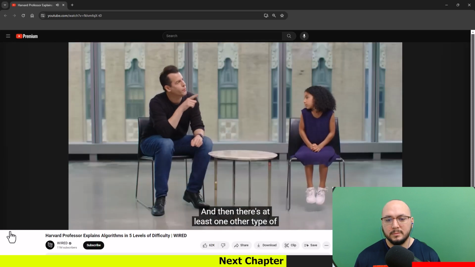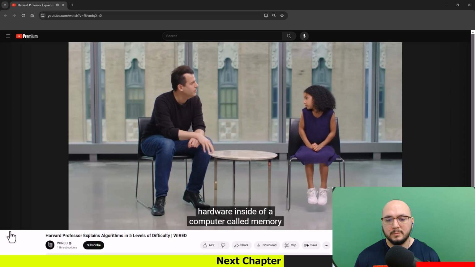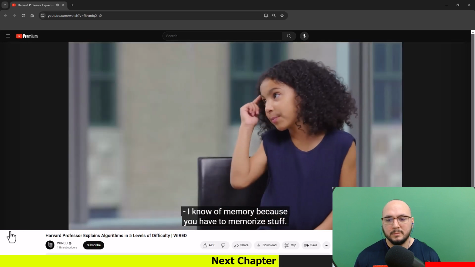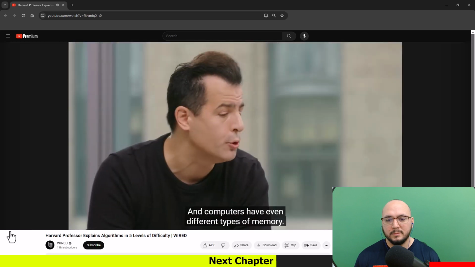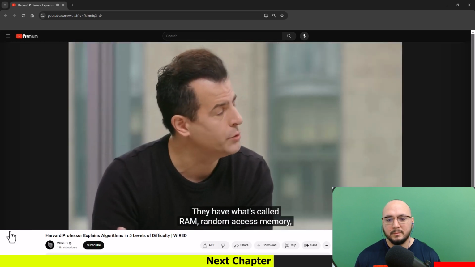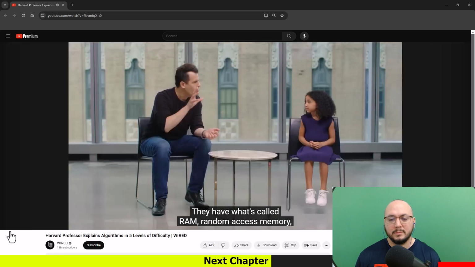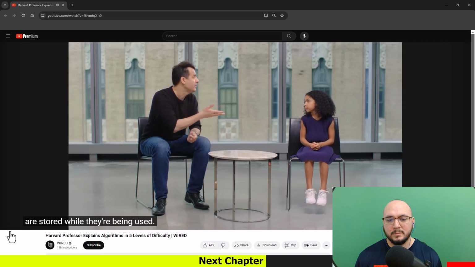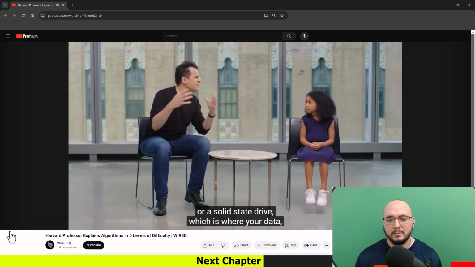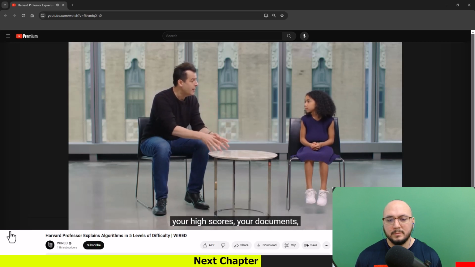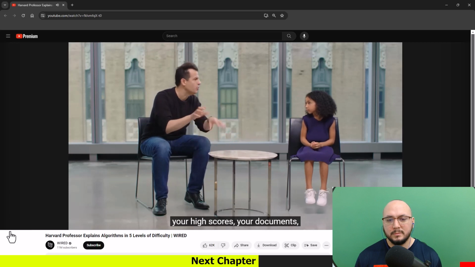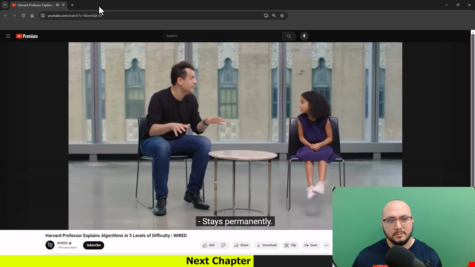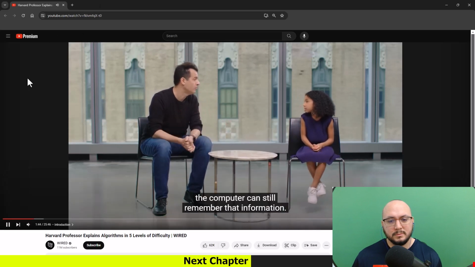And then there's at least one other type of hardware inside of a computer called memory, or RAM, if you've heard of this. I know memory because you have to memorize stuff. Yeah, exactly, and computers have even different types of memory. They have what's called RAM, random access memory, which is where your games, where your programs are stored while they're being used, but then it also has a hard drive or a solid state drive, which is where your data, your high scores, your documents, once you start writing essays and stories in the future, stays permanently. So even if the power goes out, the computer can still remember that information.